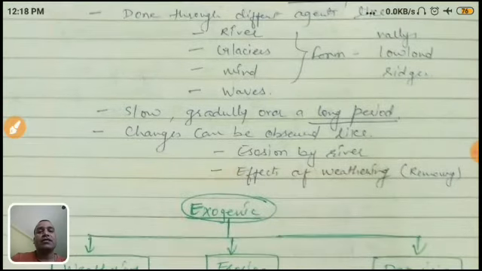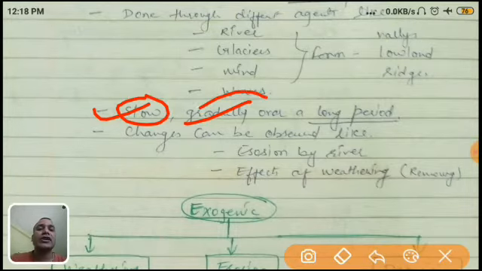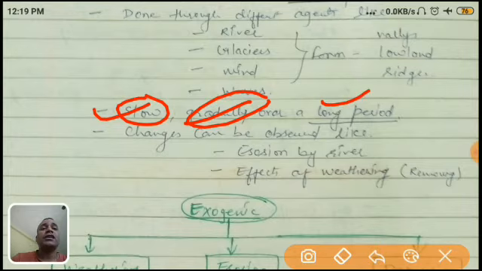And what is the specialty of this? This exogenic process is very slow and gradual over a long period. It means very slowly, because the rivers, oceans, glaciers and wind waves touch the surface of the earth, and by rubbing and crushing again and again, they grade the earth's surface into small particles. That's why this process is very slow and takes a long time.